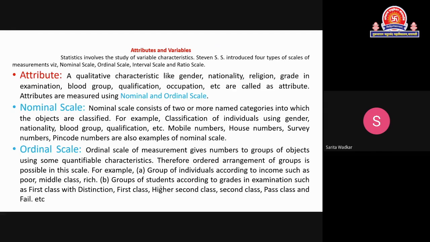The next is nationality. You can say that he is Indian, he is Chinese, he is Pakistani, like this. So here we can't measure the things. Gender can't be measured, nationality can't be measured, religion can't be measured. Grade in examinations: the grade you know well, O plus, A plus, you can't measure. If he is O, then yes, he is outstanding. Then A plus, then he is having the distinction marks. Here you can categorize that O, A plus, A, B plus, B, and so on.